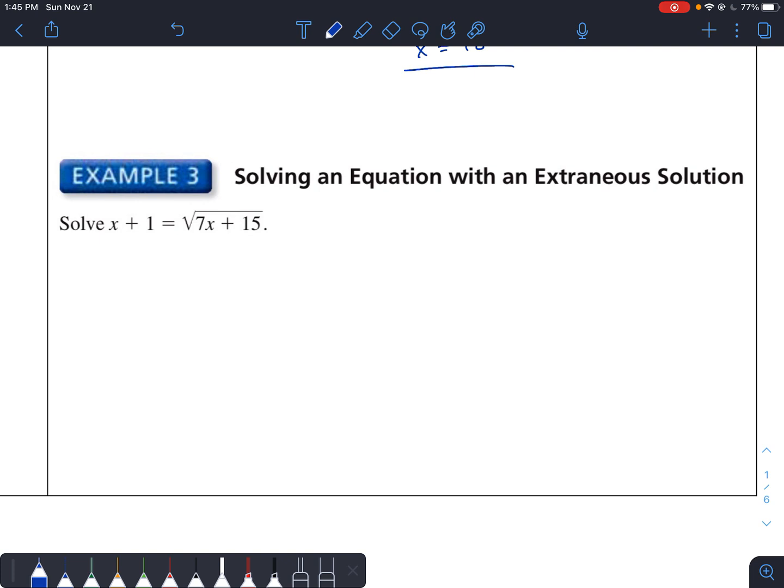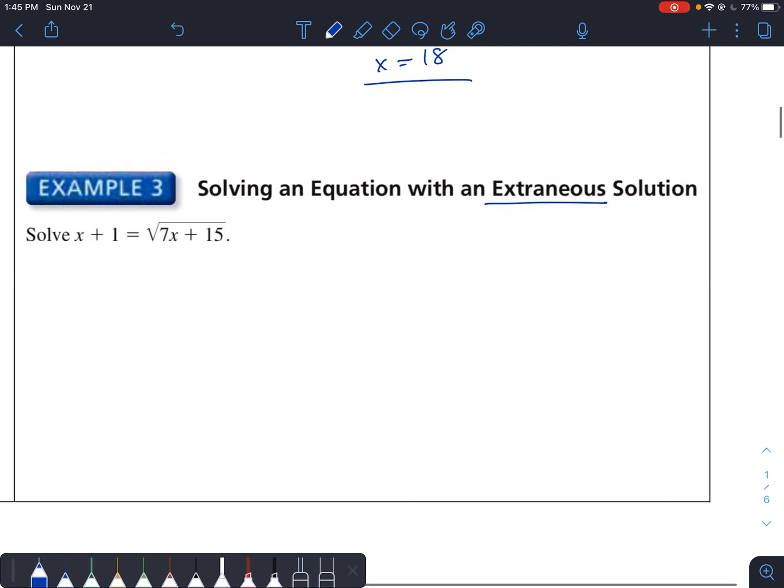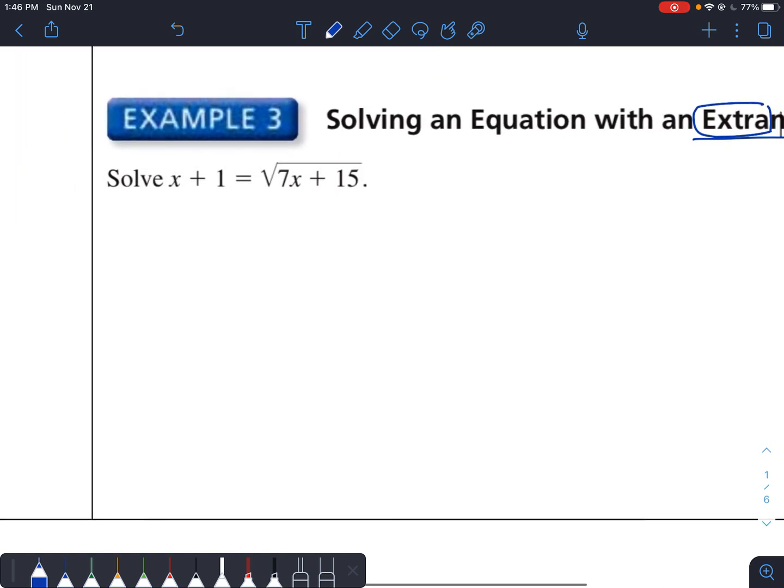In example 3, we're going to be solving an equation with an extraneous solution. So an extraneous solution just means an extra solution that doesn't work with the original equation. Let's just say that it's an extra solution that does not actually work with this equation. So I'll show you how we can get that. So notice that right here we do have the radical expression by itself. So that gives us the option to just go ahead and square this side and square this side.